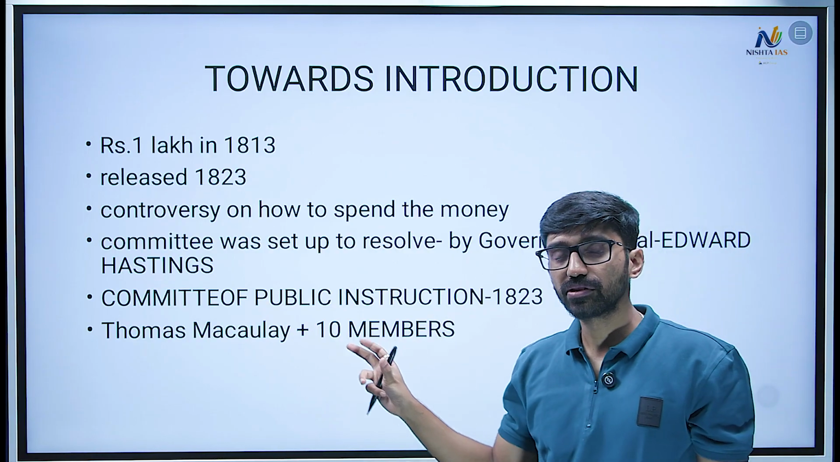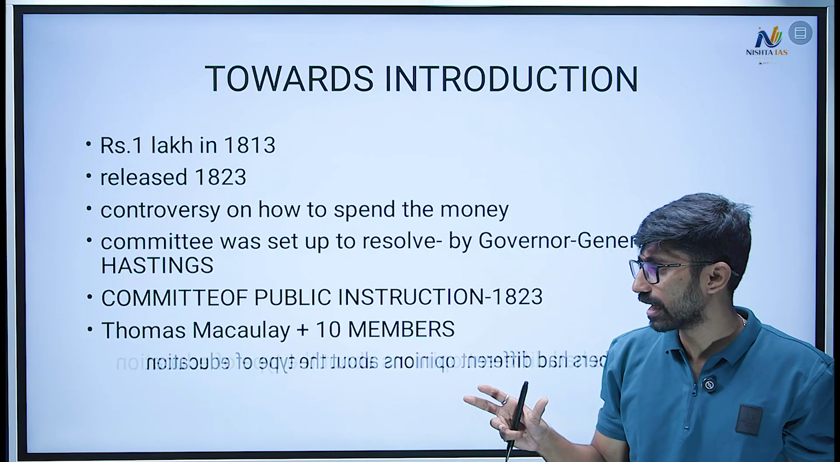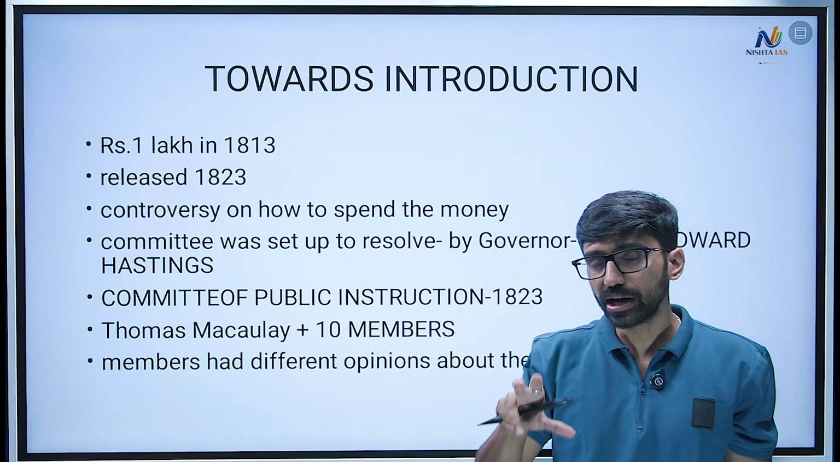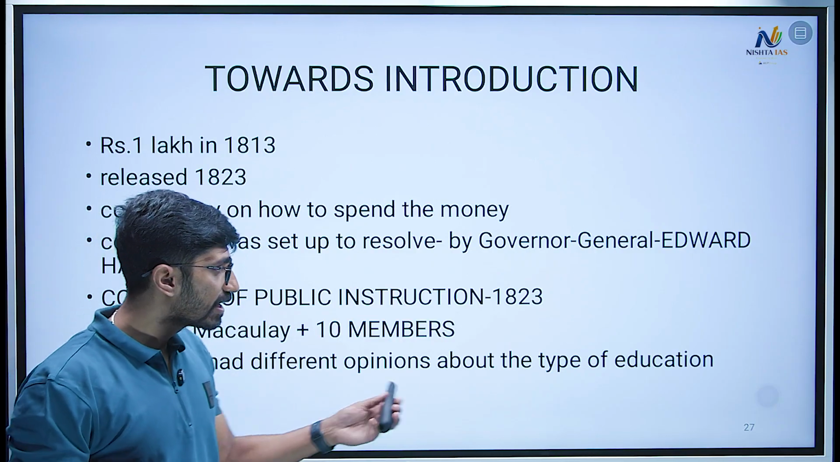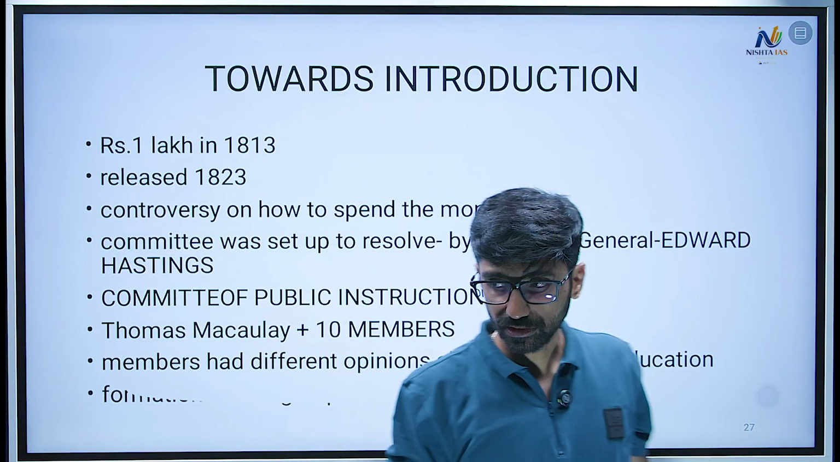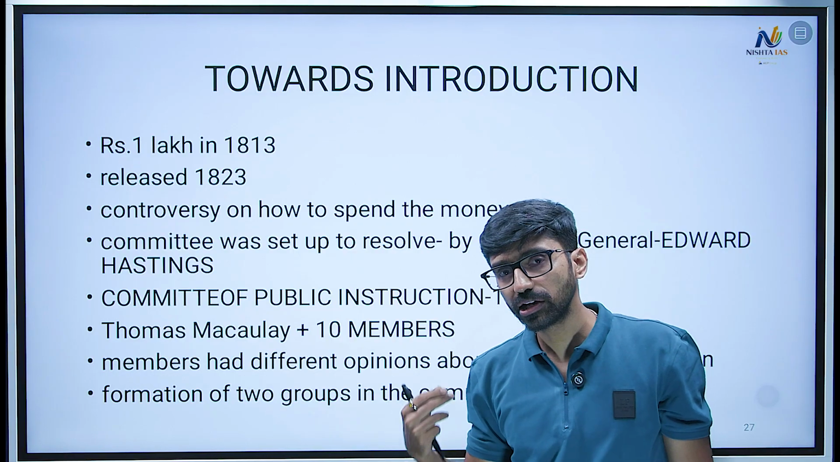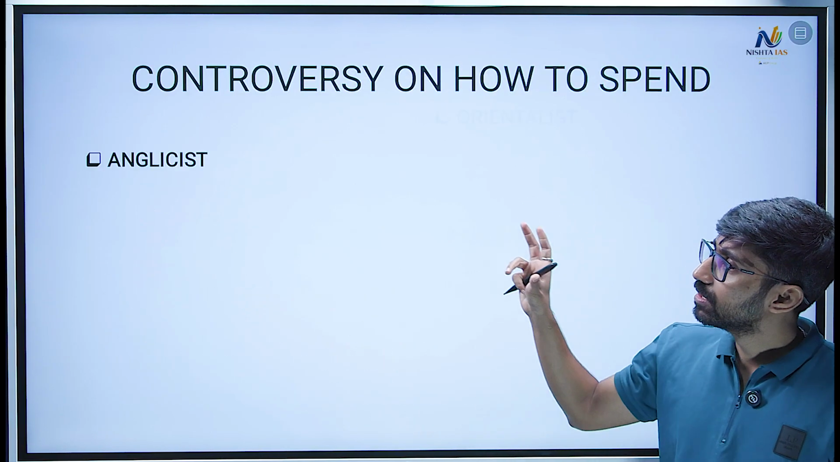The chairman of this committee was Thomas Macaulay, and there were 10 members, and these members were actually divided into 2 groups, the Orientalist group as well as the Anglicist group, and they had differences over the type of education system. Some of them wanted English education. Some of them wanted to continue the Indian education system. So that is the controversy over how to spend.